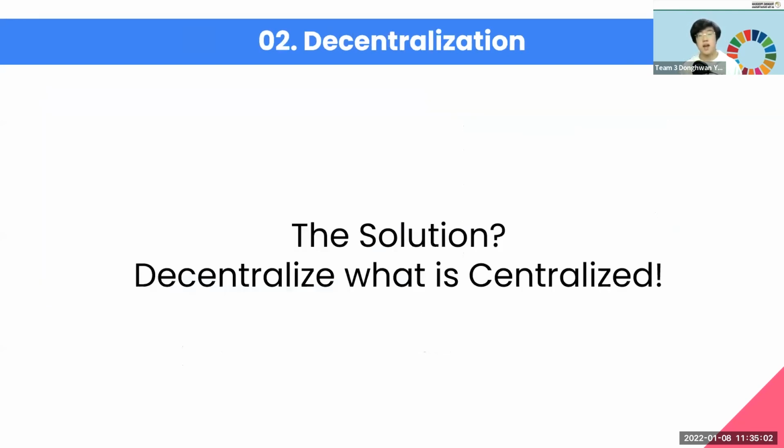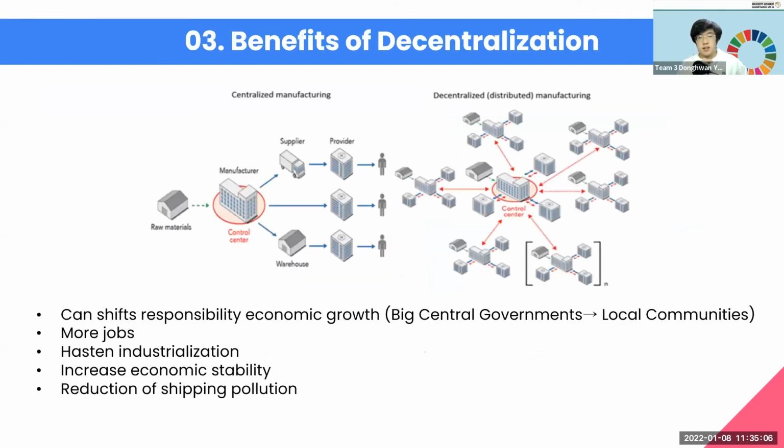The solution? Decentralize what is centralized. If we reorganize and decentralize the world's resources and production, it could benefit both national and community level development. It would shift the financial responsibility from a central government or company to local communities surrounding the factory or facility.